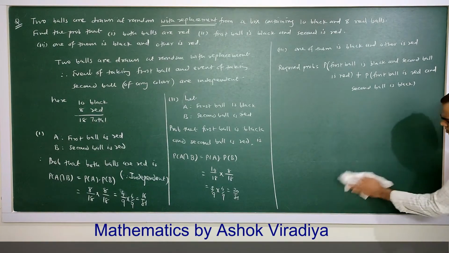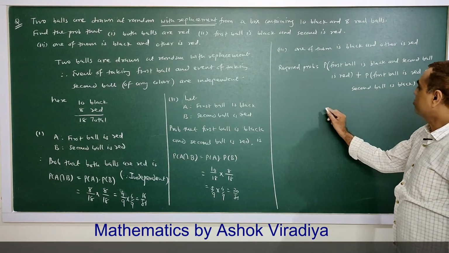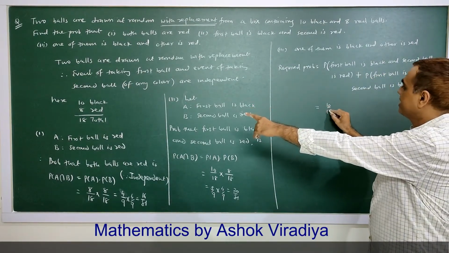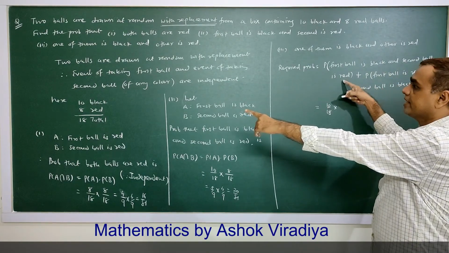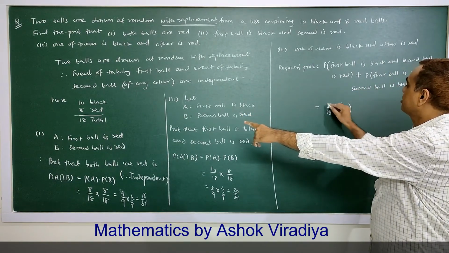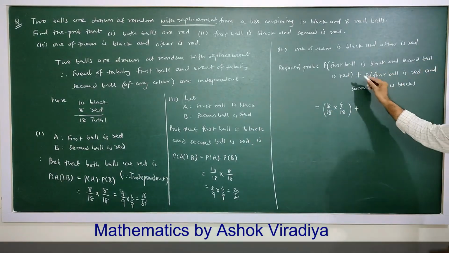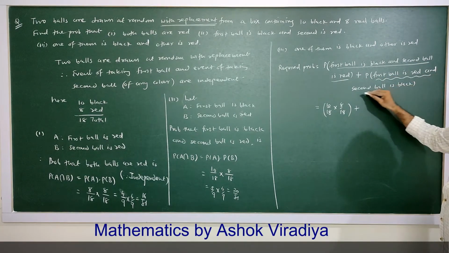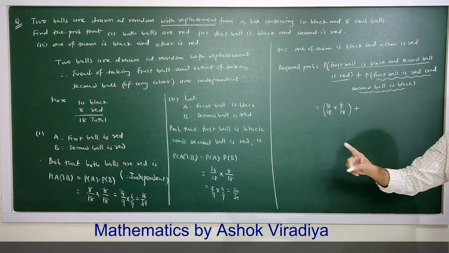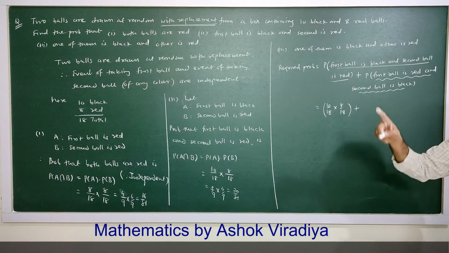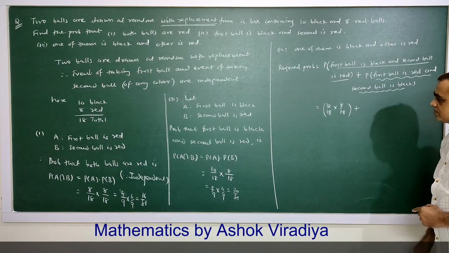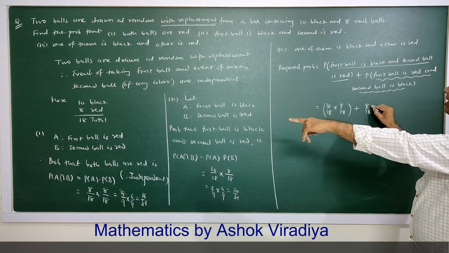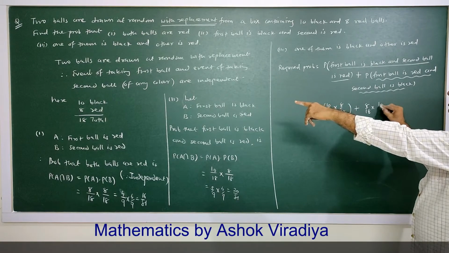So this is equal to: first ball is black, that is 10 by 18, and second ball is red, 8 by 18. Or, because these two events are mutually exclusive, nothing common, intersection empty, that's why we keep the plus sign: first ball is red, so 8 by 18, second ball is black, 10 by 18.